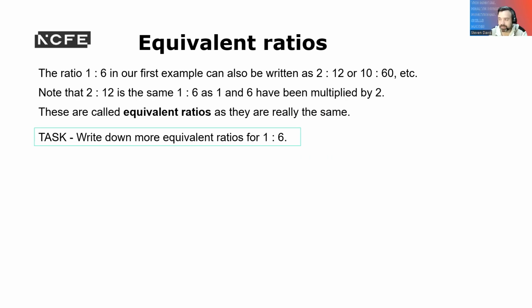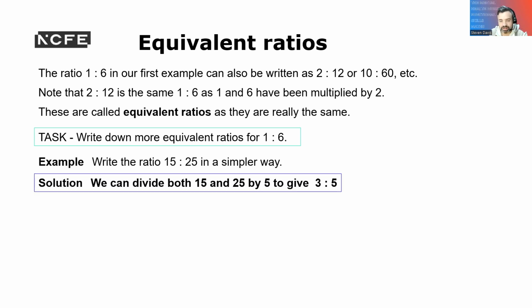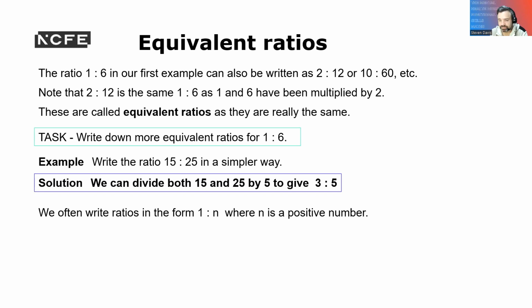Task. So you need your pen and paper here. You need to write down more equivalent ratios for 1 to 6. An example to write this down could be 15 to 25 in a similar way. So the solution here, we can divide both 15 and 25 by 5, and this gives us 3 to 5.